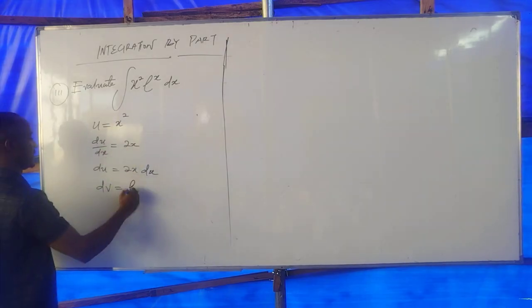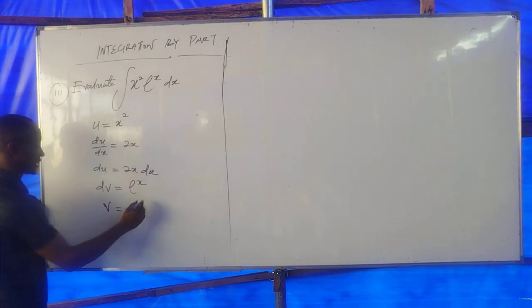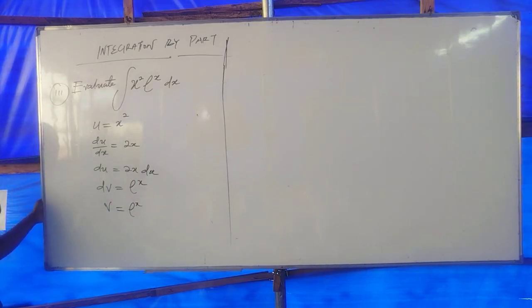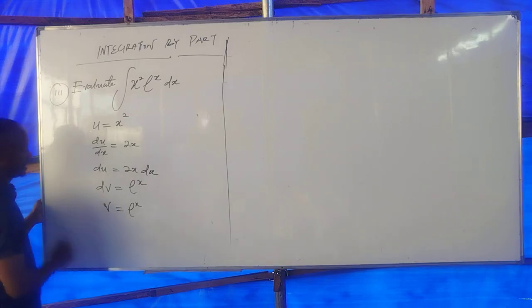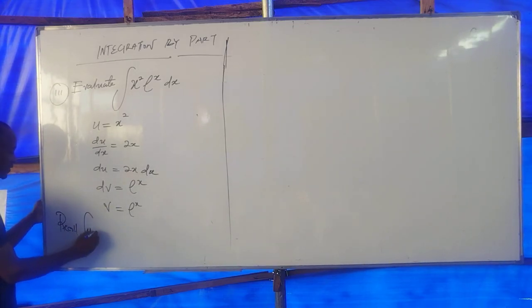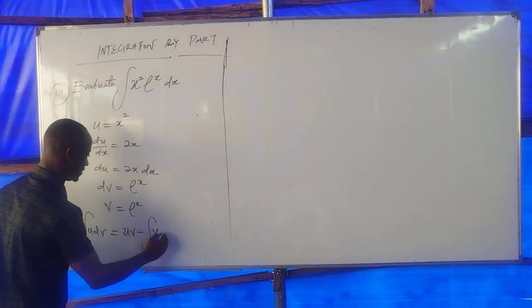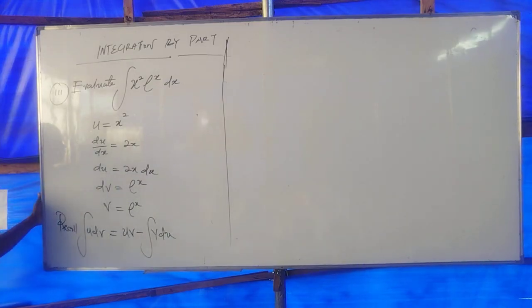So the v becomes what? What is that v? Exponential x, right? To find v, I have to integrate. And that gives us v equals exponential x. Are you aware? Okay. So let's put the formula. Recall that the formula says the integral of u dv equals uv minus the integral of v du. Are you there? Integral of v du.